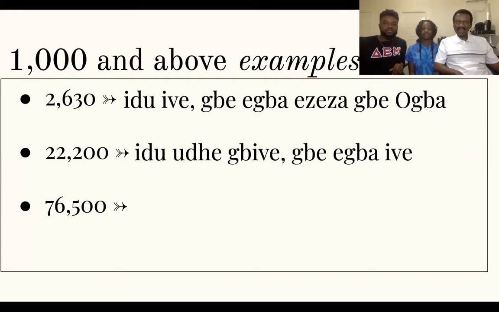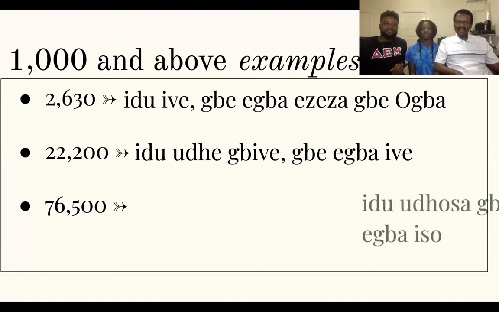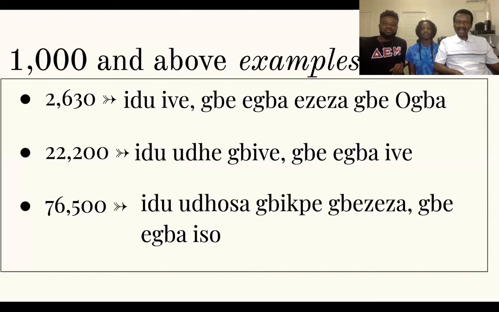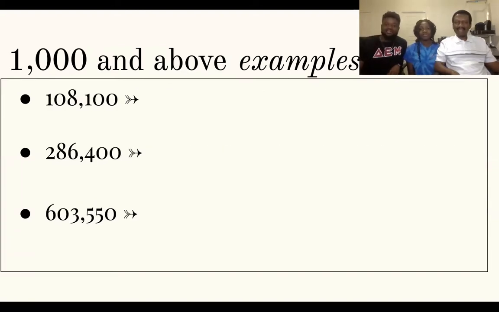That's it. Okay. So the next one, 22,200. Idu Udegbive Be Egba Ive. Next one, 76,500. Idu Udosa Bibe Bezeza Be Egba Iso. Now we're going to progress and give you a chance to practice the following numbers, and I will give you the answers. All right, for these three numbers, I'm going to give you a chance to figure them out and we'll give you the answer in a minute.